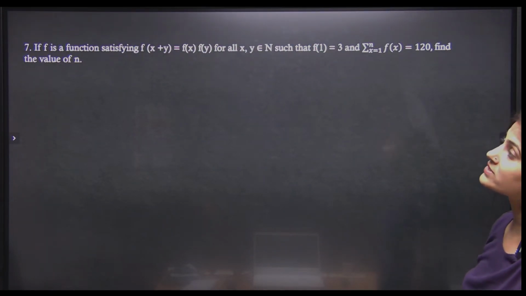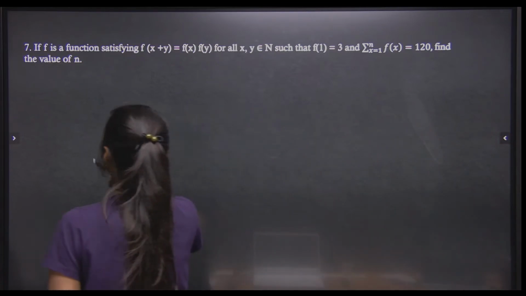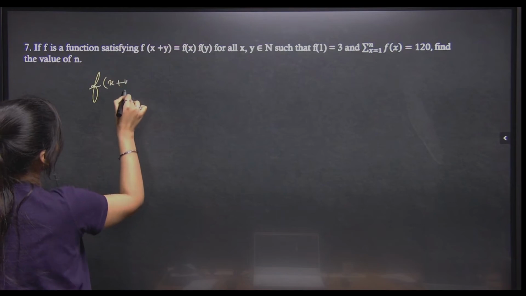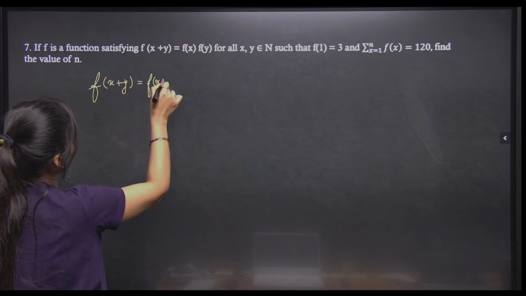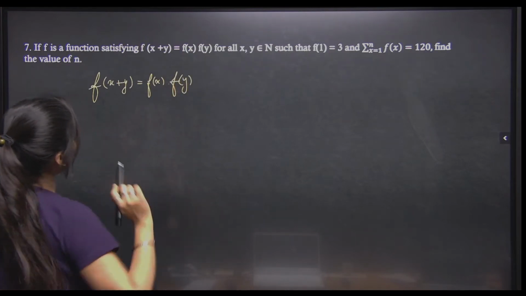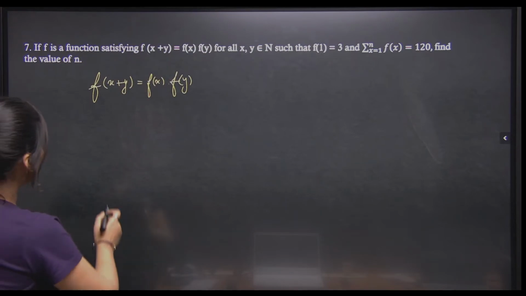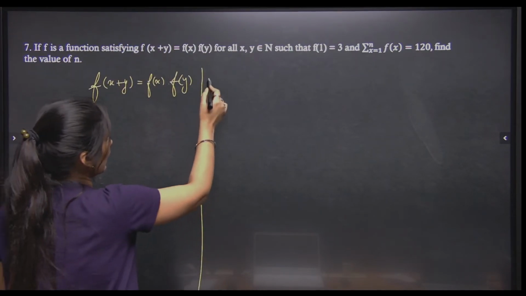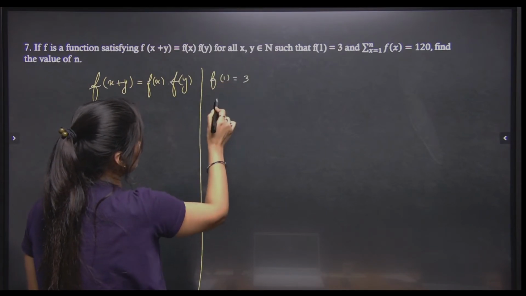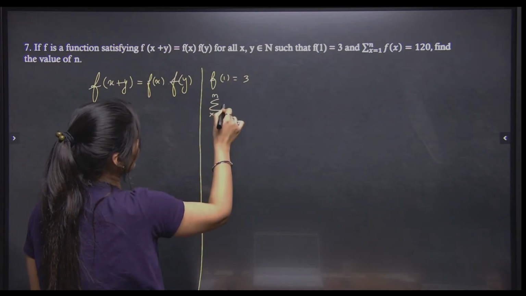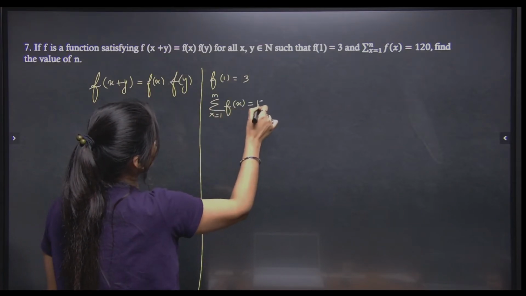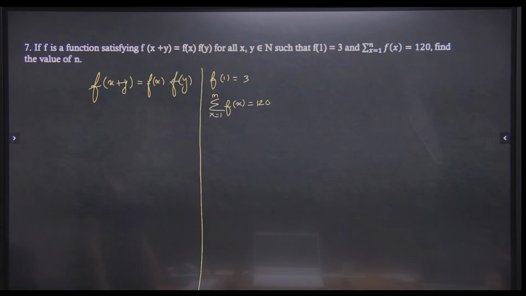The question says if f is a function satisfying f(x + y) is equal to f(x) into f(y), for all x, y belonging to natural numbers, f(1) is 3, and let us write what are the given things. f(1) is 3, okay, and summation x equal to 1 to n of f(x) is equal to 120. So this is the complete data that is given in your question. Now we have to discuss what should be the value of n. So you need to find the value of n here.